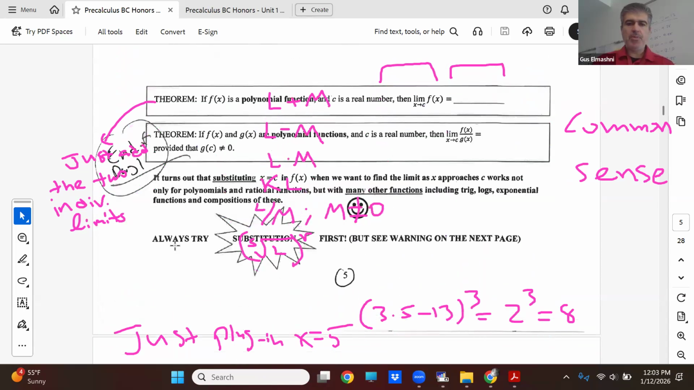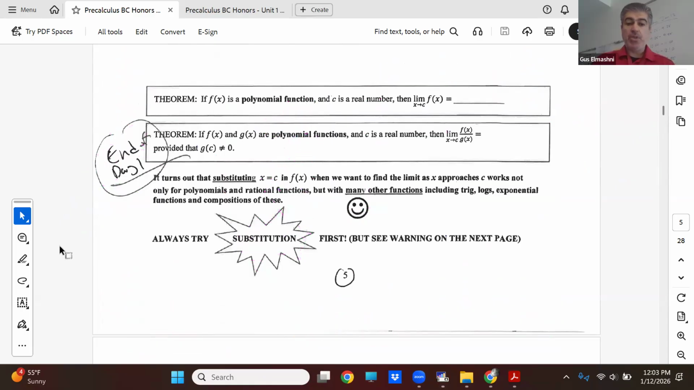Okay, we're pretty much close to being done because that's where I want to end things for today. By the way, if you have a polynomial function, which I just did, then guess what? It's just f of c. If you have a rational function, guess what? Same thing again. Just make sure the bottom's not 0. It's f of c over g of c.